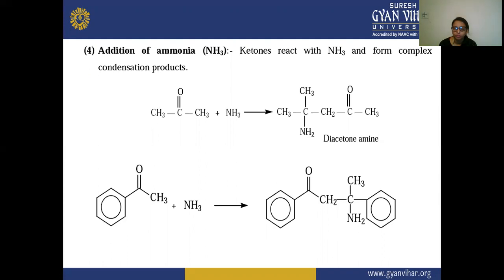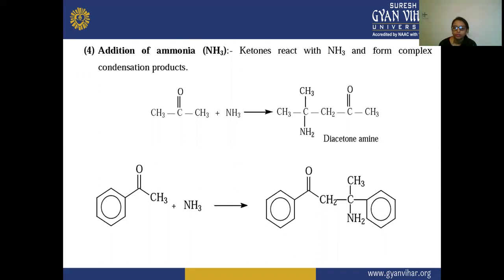Diacetone amine is formed because on this carbon atom, the amine part, that is your NH2, is attached to the carbon atom, which is already attached to two alkyl groups. This is your diacetone amine that is formed by the reaction between the ammonia and this ketone.